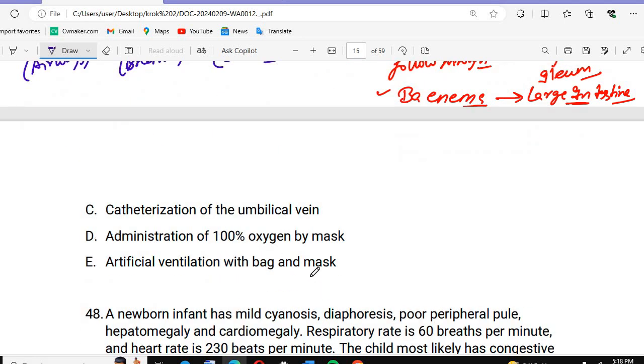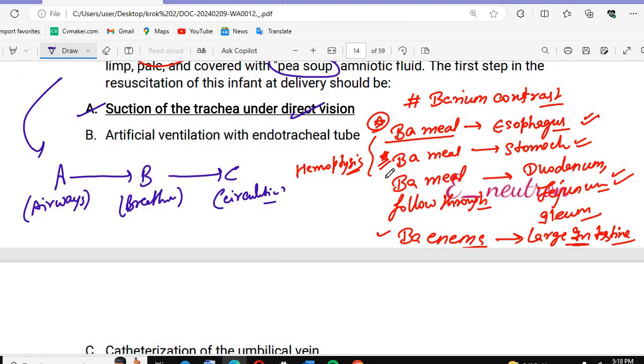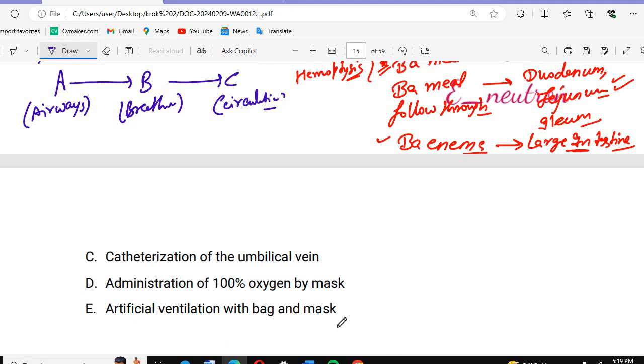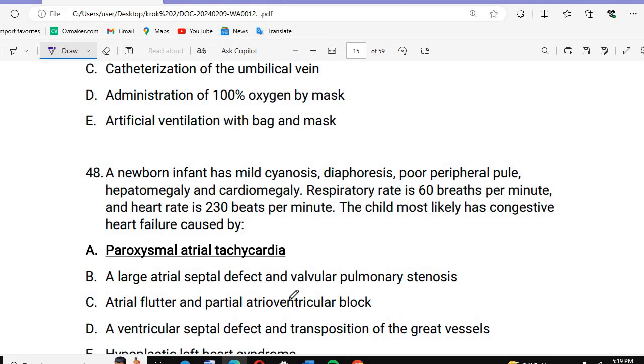Artificial ventilation with bag and mask, of course, no, we don't need to give any oxygen. We need to aspirate the meconium that is going inside the trachea. The options were administration of 100% oxygen, catheterization of the umbilical vein, artificial ventilation with an endotracheal tube. I hope you understand that this is the technique for the resuscitation in this baby. First we need to clean the airway, then we can go for oxygen. If the airway is not clean, then what is the meaning of giving oxygen? There is no need for that as well.